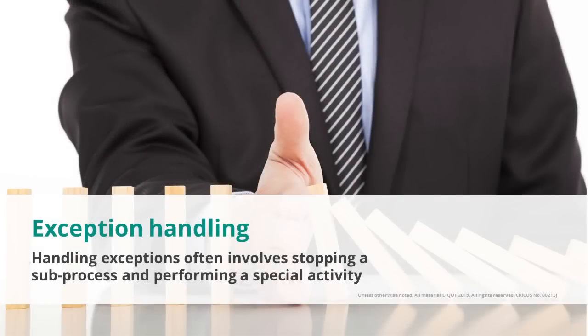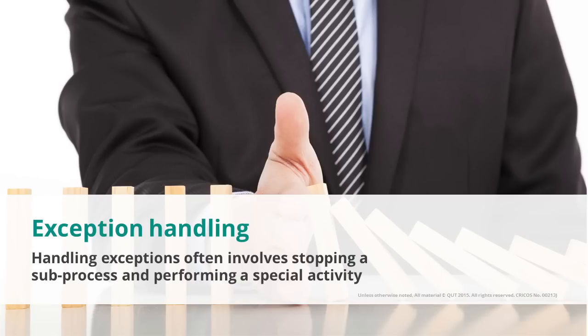The first step to handle an exception is actually to notify its occurrence by means of the terminate event. However, if we really want to handle the exception, meaning that we want to take remedial actions in order to rectify the flow and bring it back to the normal flow, then we can do it by typically stopping a sub-process or some activity that is running and performing a special activity.